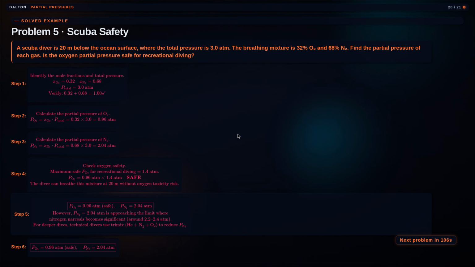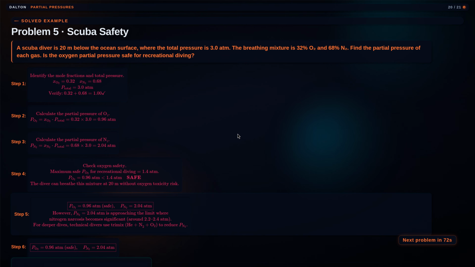Step 1. Identify the mole fractions and total pressure. The mole fraction of oxygen is 0.32, the mole fraction of nitrogen is 0.68, and the total pressure is 3.0 atmospheres. As a sanity check, 0.32 plus 0.68 equals 1.00. Step 2. Calculate the partial pressure of oxygen. P oxygen equals 0.32 times 3.0, which equals 0.96 atmospheres.